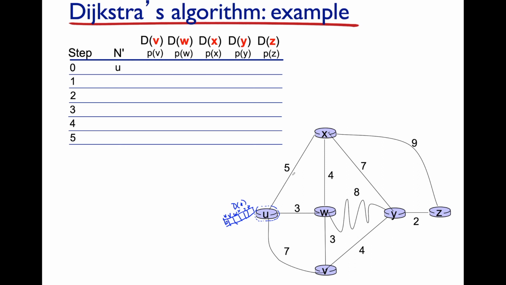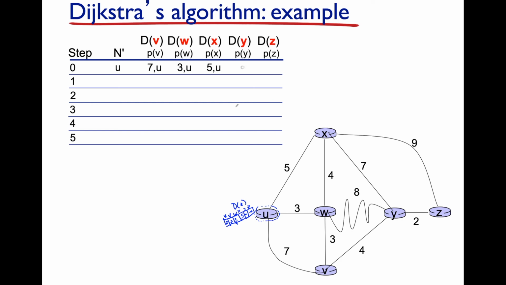You share a link with X, so the distance vector entry for X is going to be 5. Likewise, we have 3 for W, and 7 for V. But Y and Z are not directly connected to you, so those entries are going to be infinity and infinity. So we start out with that, and then we methodically add the closest node to that blob, and I'll explain and illustrate that in a moment.